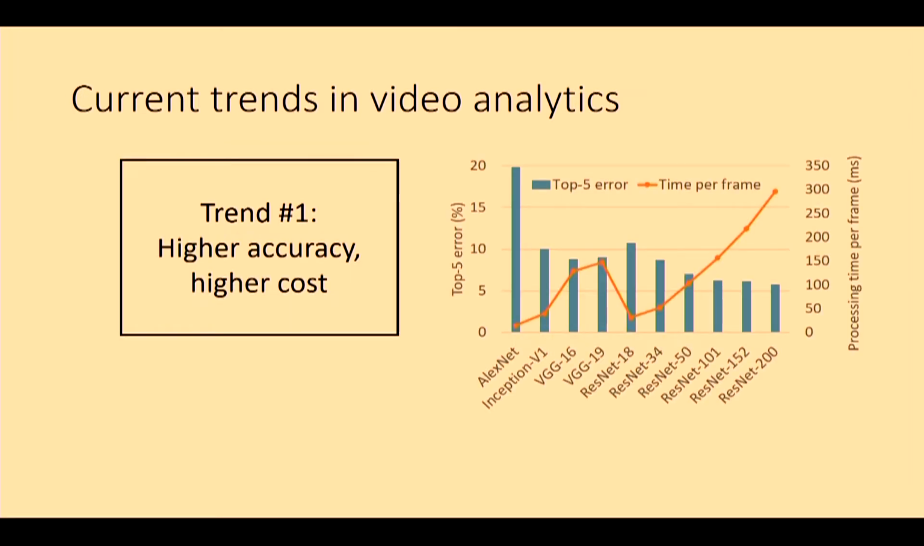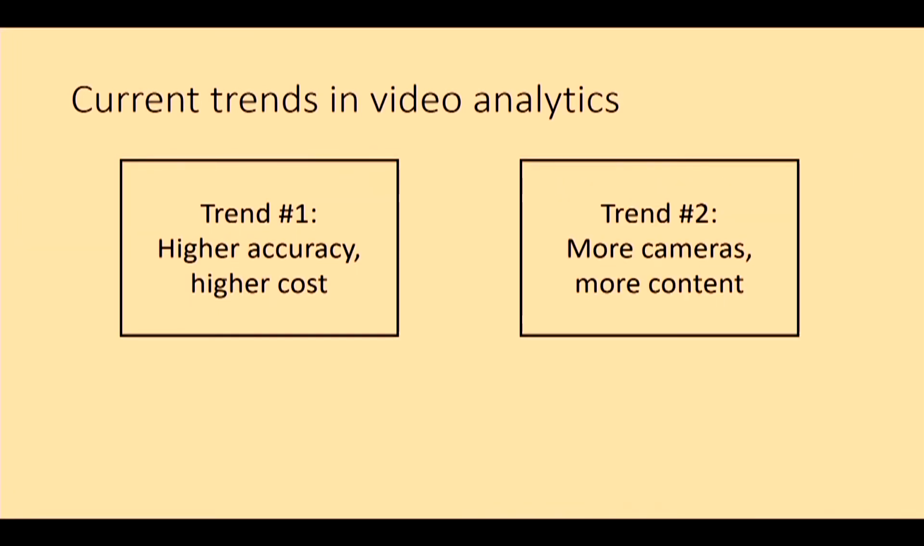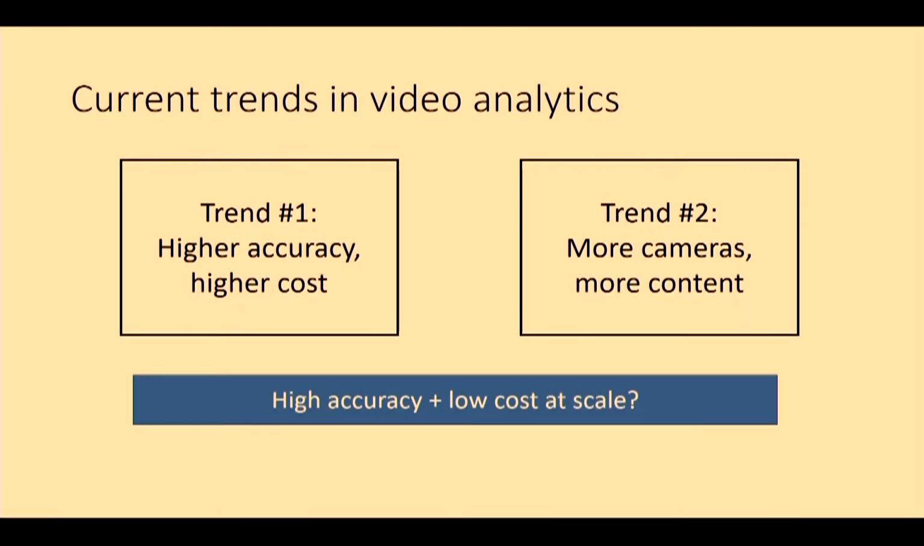So you can see this in recent trends of neural networks used to classify images: as the error of the neural networks goes lower and lower, the amount of GPU processing you do per frame just keeps going higher and higher. So there's this tension between accuracy and cost. There's another trend, which is that there are a lot more cameras. The number of cameras is exploding, the amount of video content is exploding, and so what the community is trying to do is achieve high accuracy and low cost video analytics applications, but do this in a way that can scale to the sheer number of cameras and video content out there.